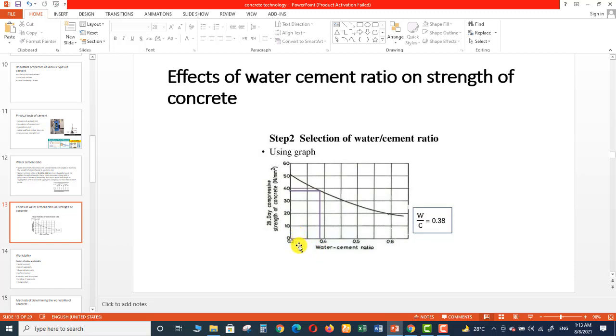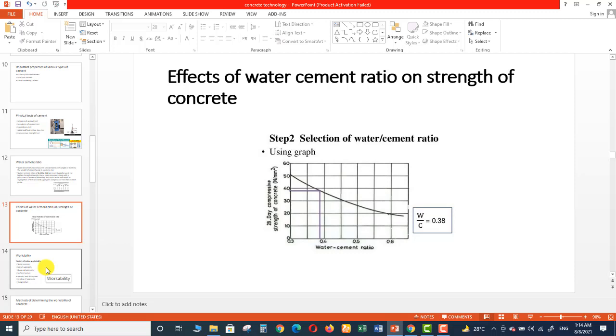So what will happen if workability decreases? If such a concrete is used which has low workability, then we can expect honeycombing structures, right? If the workability is less, then honeycombing can occur in the concrete.